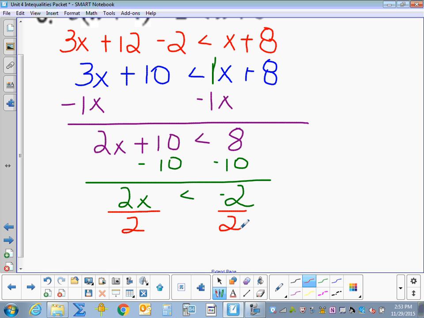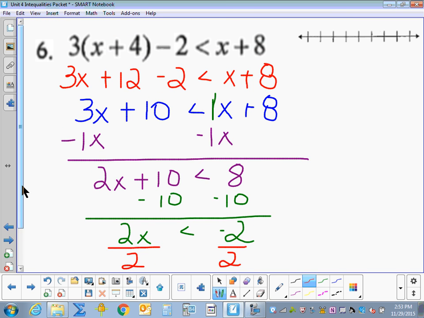And that's going to give me x on the left and negative 1 on the right. Did I multiply or divide by a negative number? No. So I leave the sign. So x is less than negative 1. So I have an open dot at negative 1. And x is less than, so it points to the left.